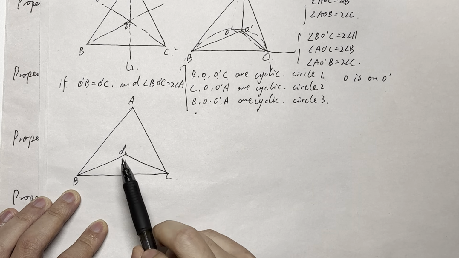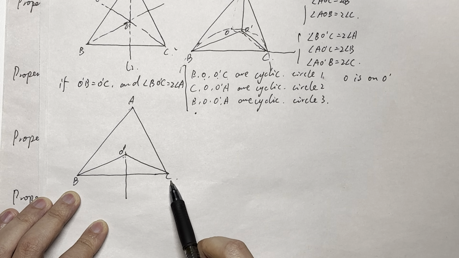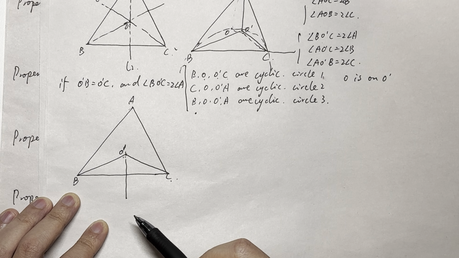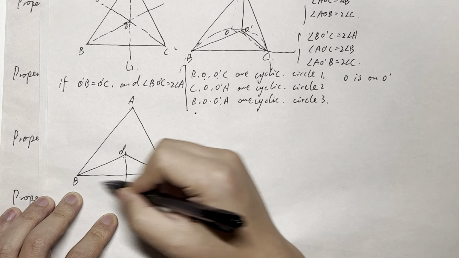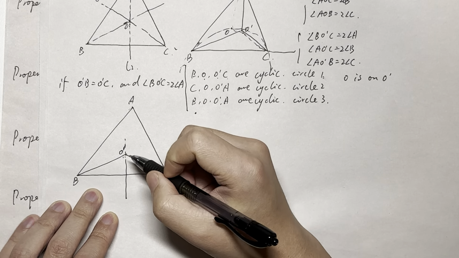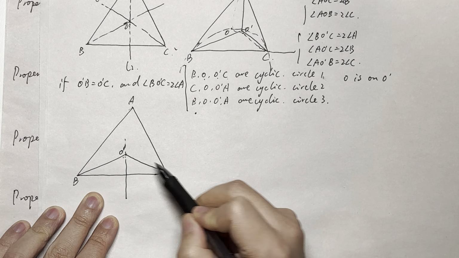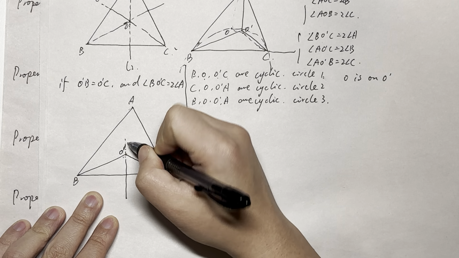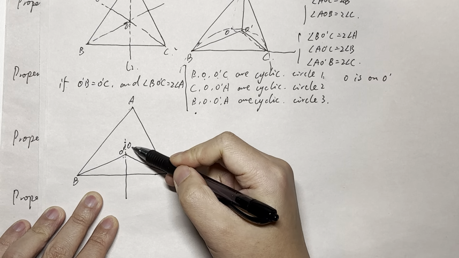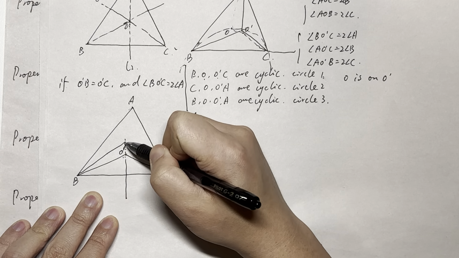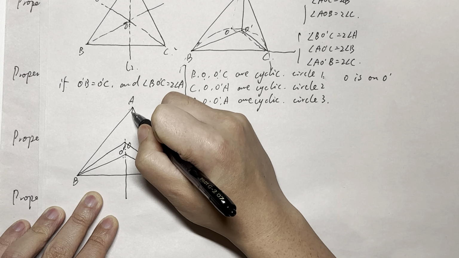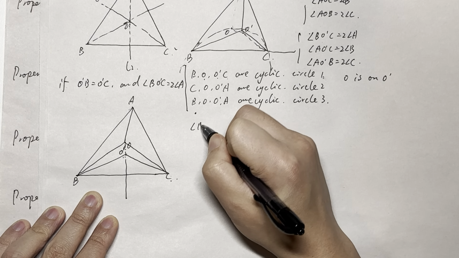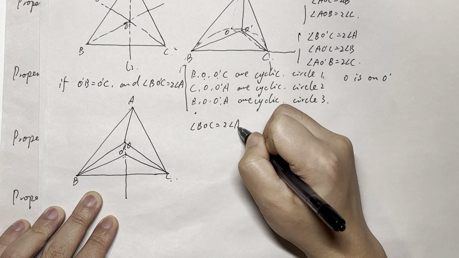It already satisfies that O prime B equals O prime C, right? Because it has to be on the perpendicular bisector of edge BC. So we already know that angle BO'C equals twice angle A. Let's just draw another point here. Let's say this is O, right? It satisfies that OB equals OC and angle BOC equals twice angle A.